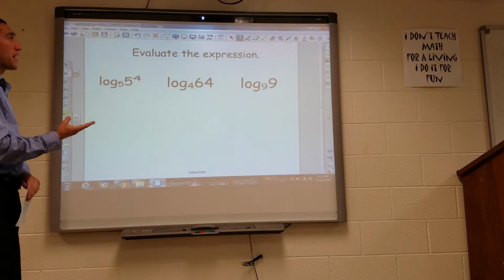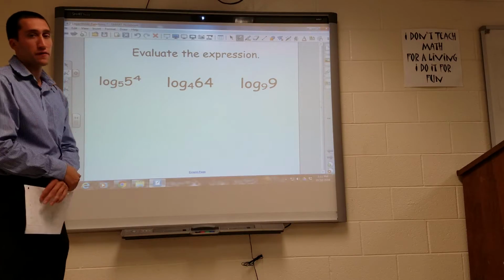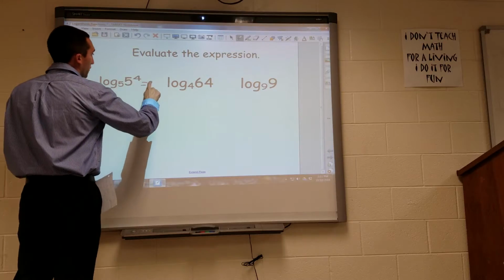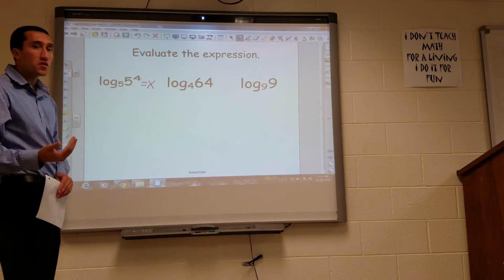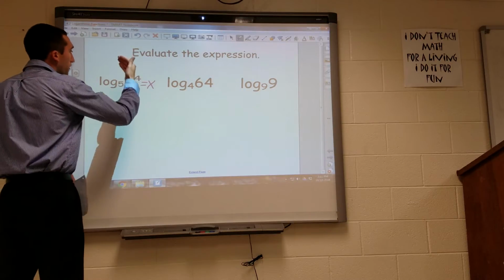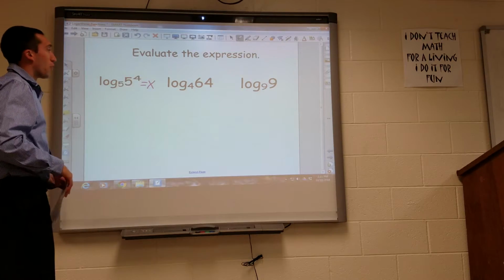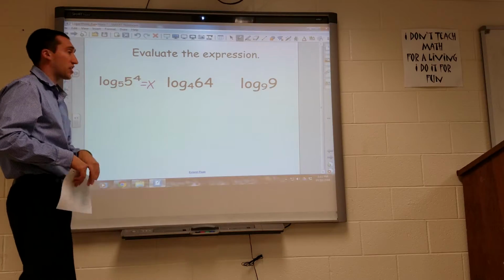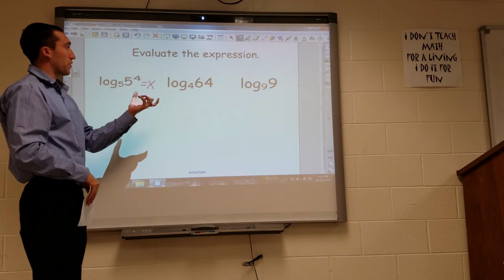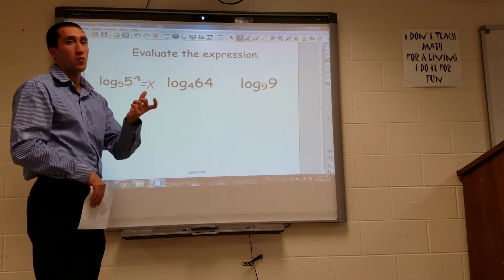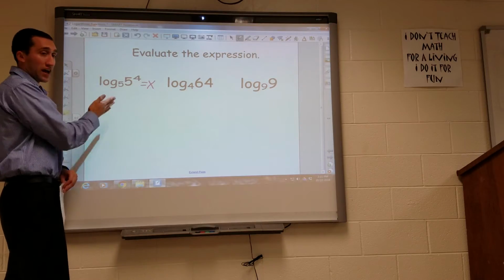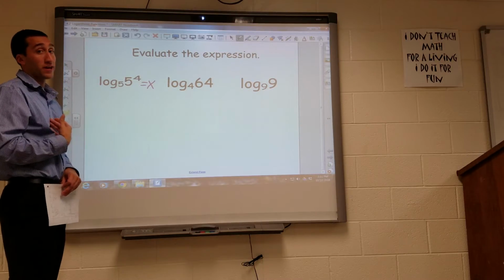Now they want us to evaluate this expression. So they've given us 3 different logs, and they want us to evaluate it. They don't say it, but what they really mean is, what is this equal to? So what is log base 5 of 5 raised to the 4th? Well, your calculator can't do this, because the log button on your calculator is only base 10. So your calculator only knows log base 10, so it can't solve this, but we can.